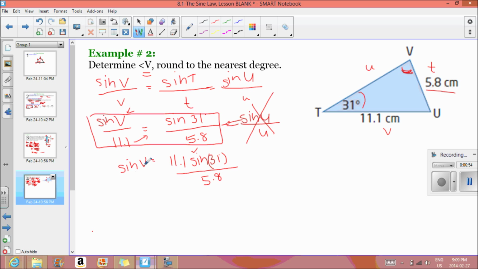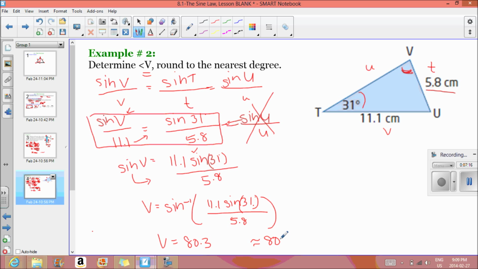And then if you're trying to get v by itself, you have to take sine to the other side, and the opposite of sine is sine inverse. So we must do sine inverse of everything that's over here, and divided by 5.8. And if you type all of that into your calculator, you would get 80.3, and to the nearest degree is 80. So remember what we said about being accurate. It's best to keep that as is, because if you take a decimal, it will not be as accurate.